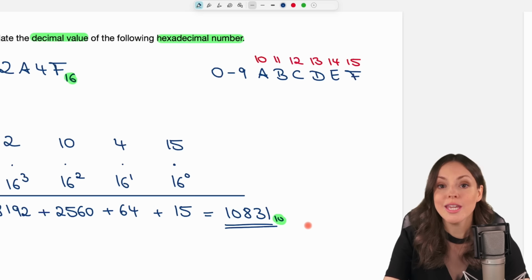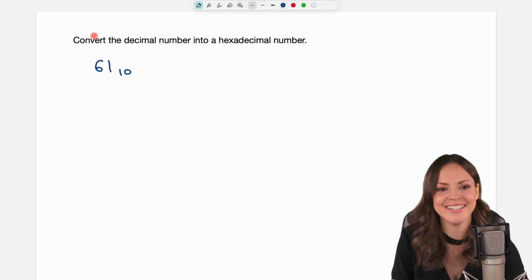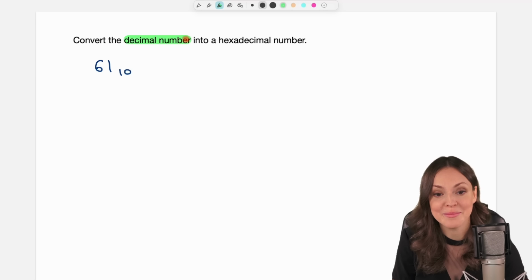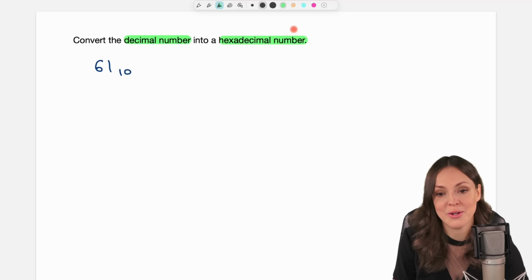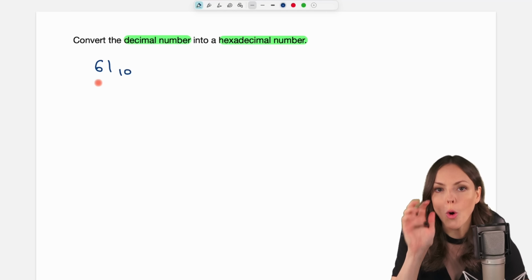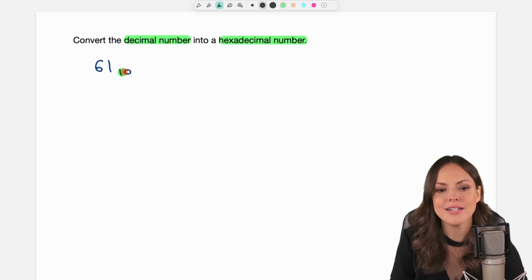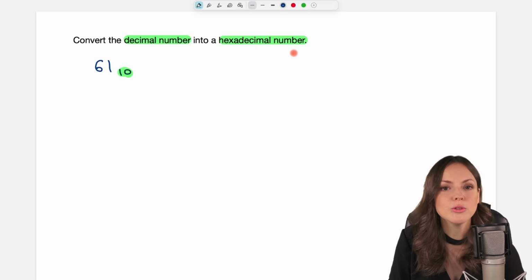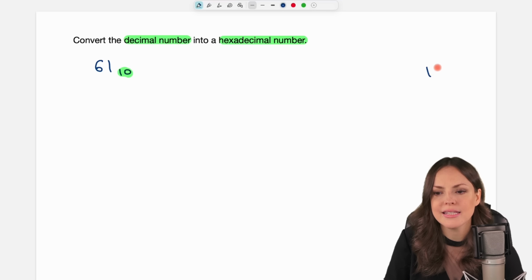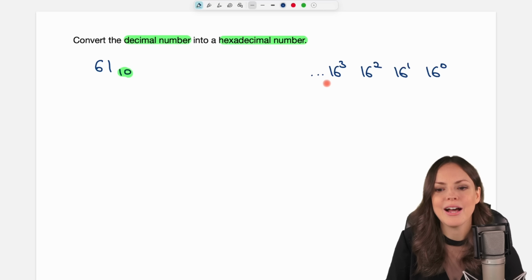But I promised to show you the other way around, which is completely different, where we want to convert a decimal number into a hexadecimal number. So this time we have a normal 61 here in our decimal system, and we want to convert this number into a hexadecimal number. To be able to do this, we need 16 to the power of 0 again, and 16 to the power of 1, 16 to the power of 2, and so on. The question just is, how many of these elements do I actually need?